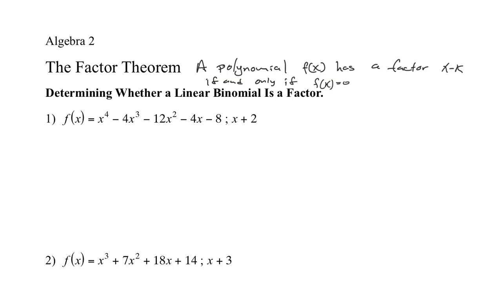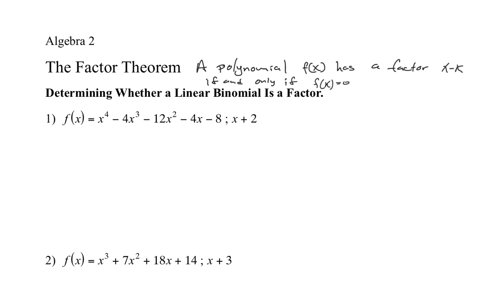In this video, we're going to be working with the factor theorem. The factor theorem says that a polynomial f of x has a factor x minus k if and only if f of k equals 0. So that means that we can factor out this binomial, and then we're going to be able to keep factoring.